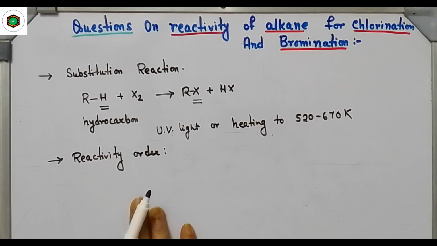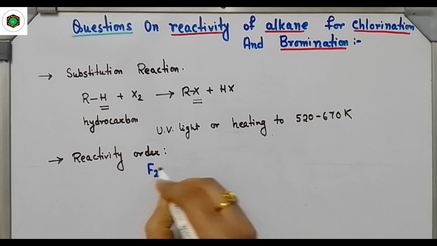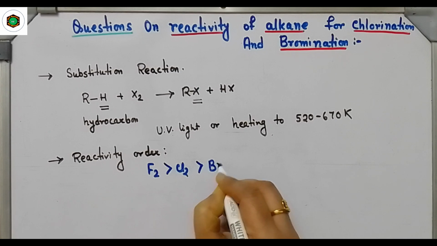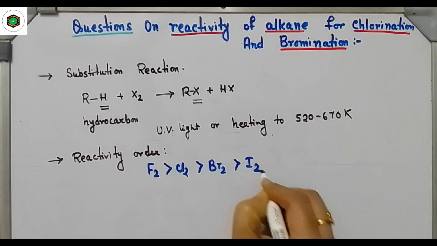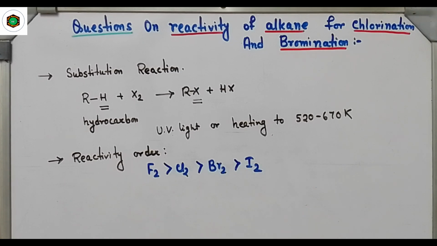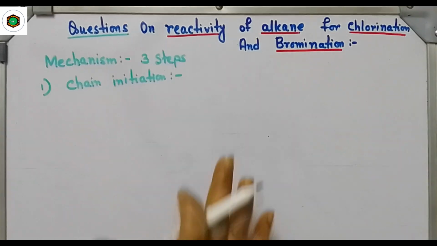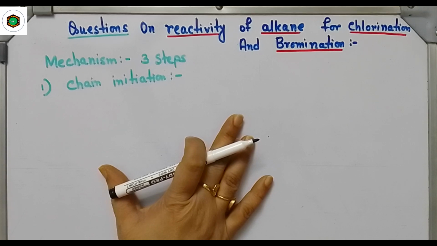Reactivity order for halogens, this one. Fluorine is most reactive, then chlorine, then bromine and then iodine. So reactivity is decreasing in this direction. Reaction mechanism is free radical in nature. Mechanism is having 3 steps.